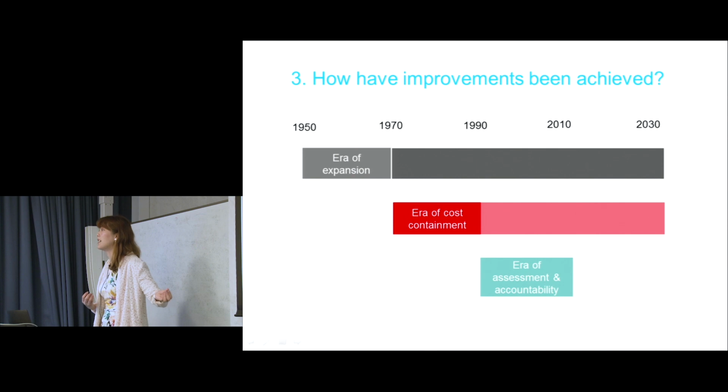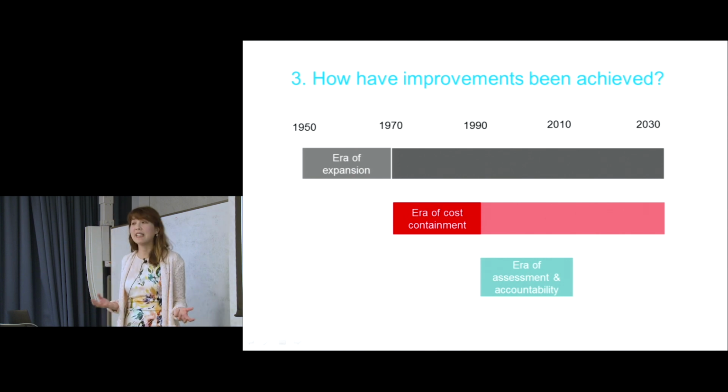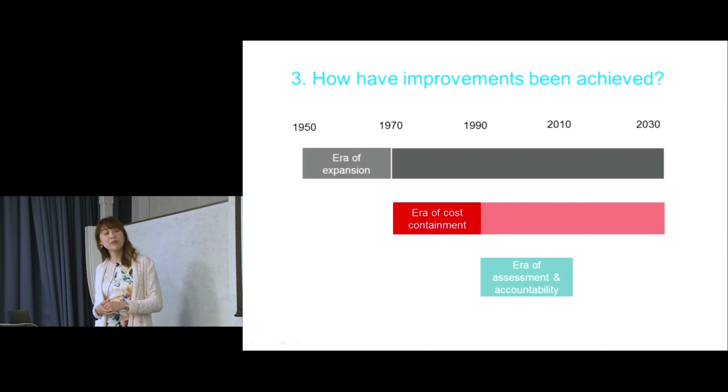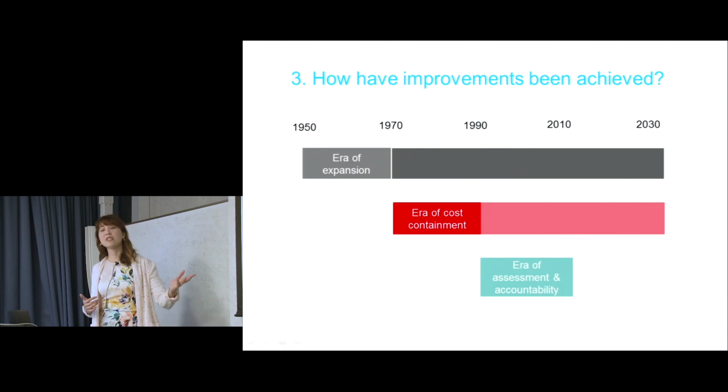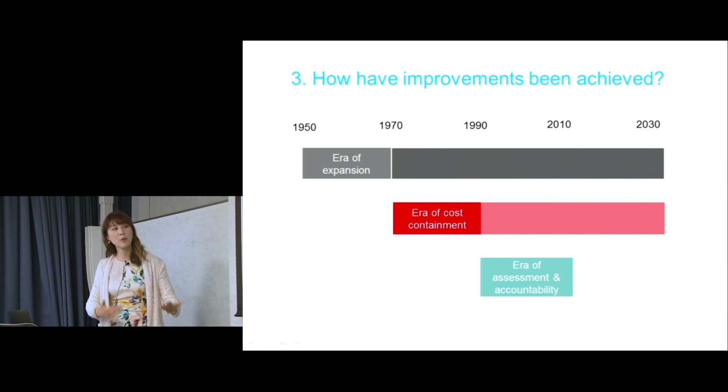And we are in this era of assessment and accountability. And what do we mean by that? Essentially, we are looking at why we're doing things, how we're doing things. Because we can't just contain costs on its own, we need to know what's effective, what's efficient, so we can, together, work out an accountable way. And so we are now in the era of cost accountability and assessment.